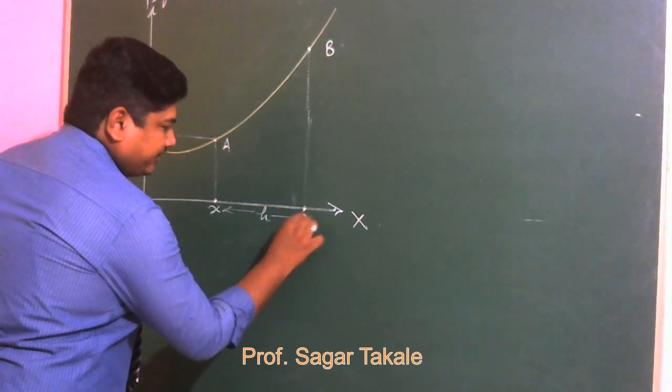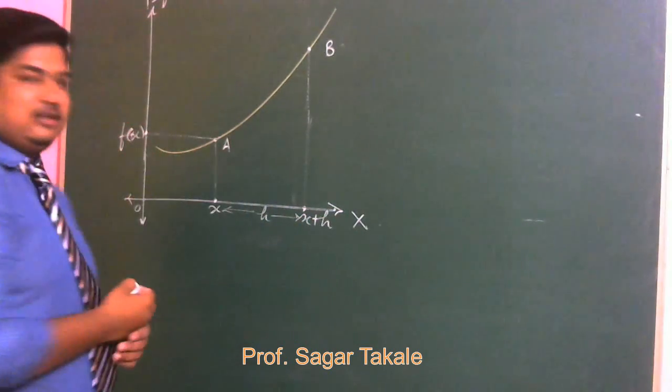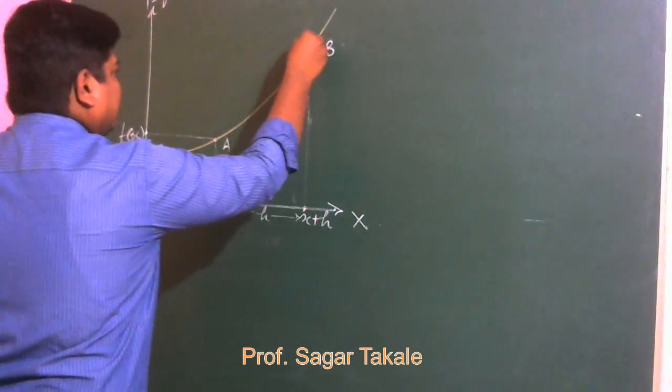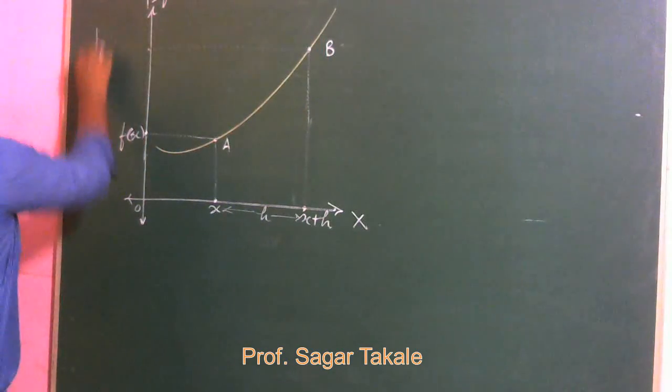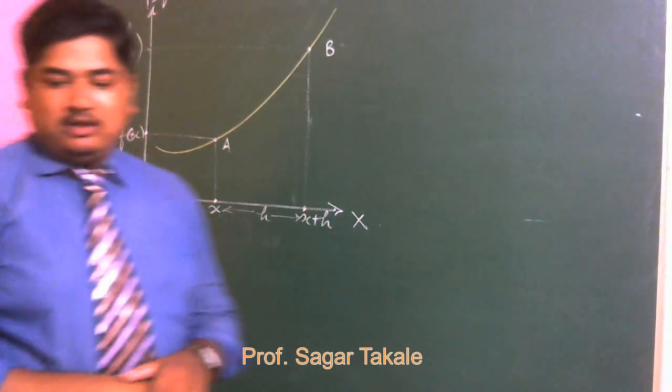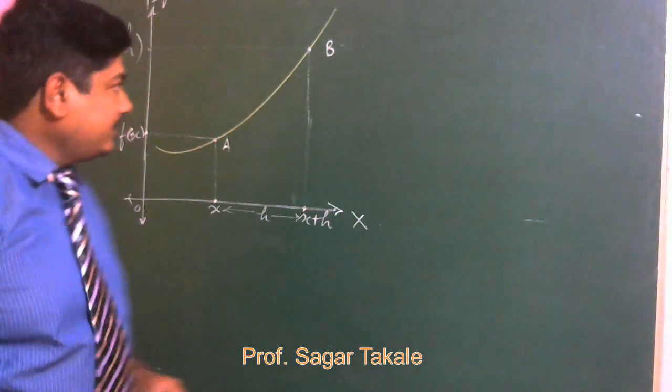So what will be this point? This will be x plus h. If this point is x plus h, then the function here will be f of x plus h. This function will be f of x plus h.